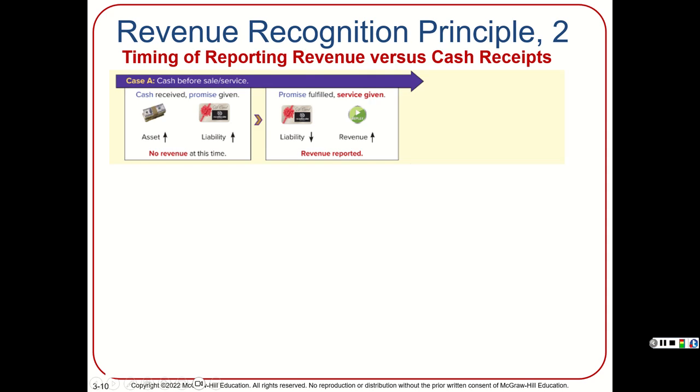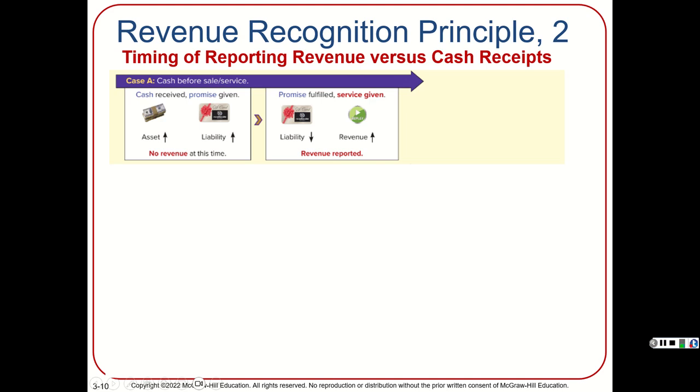The timing of reporting revenue versus cash receipts. So cash is received, a promise is given for the services. So this is going back to the initial example that we had where we received some cash in April, but didn't perform the services until May. So the asset's going to increase, your cash, and your liability is going to increase. You're not recognizing any revenue in April.